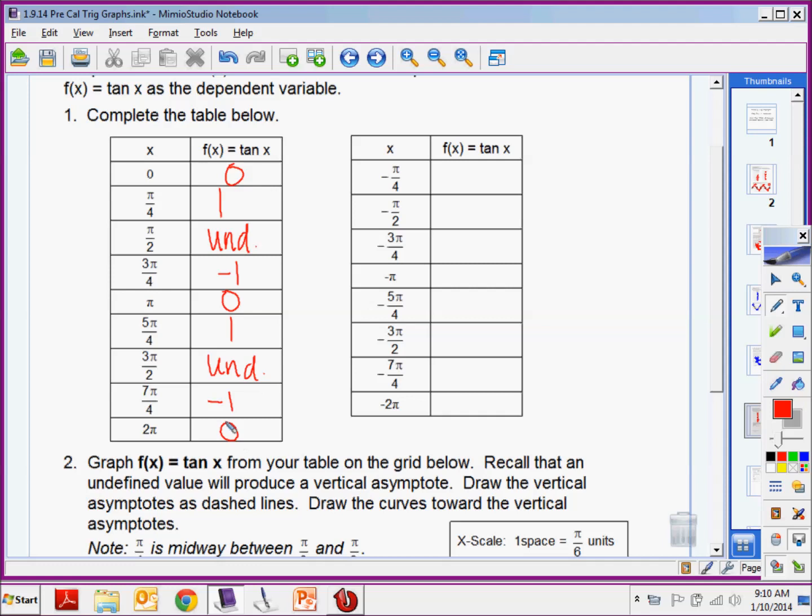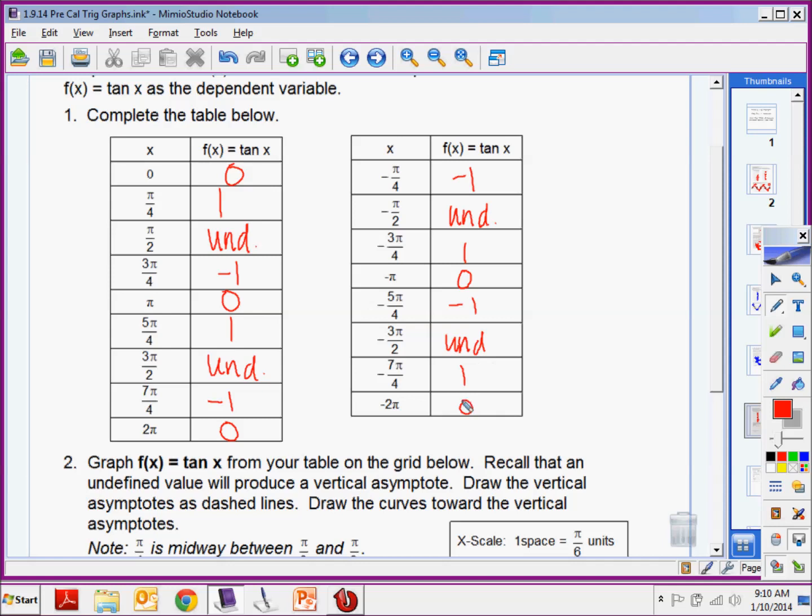Alright, on to the negatives. Negative pi over 4? Negative 1. Negative pi over 2? Undefined. Negative 3 pi over 4? 1. Negative pi? 0. Negative 5 pi over 4? Negative 1. Negative 3 pi over 2? Undefined. Negative 7 pi over 4? 1. And negative 2 pi? 0. Alright, what did we say that undefined meant, Josh?